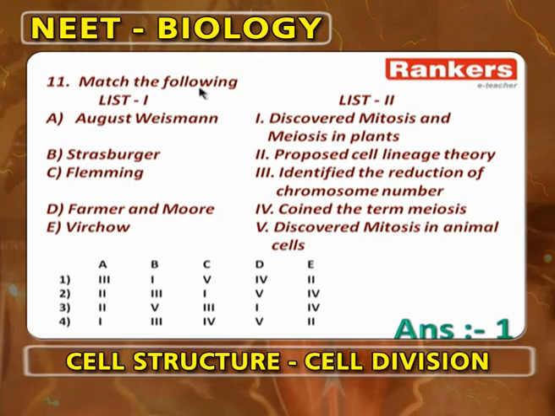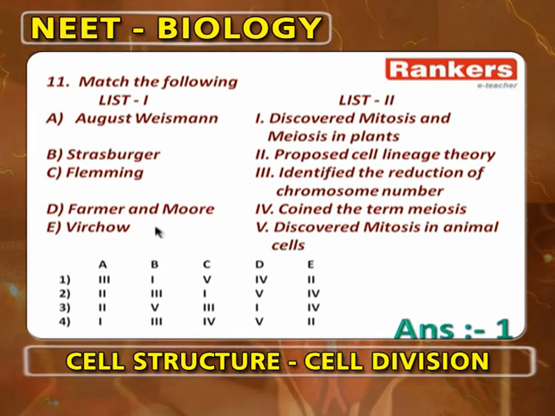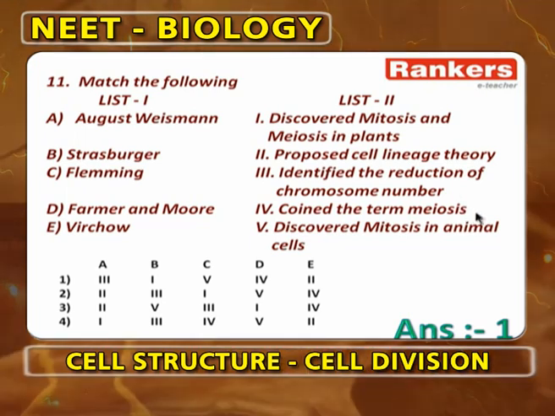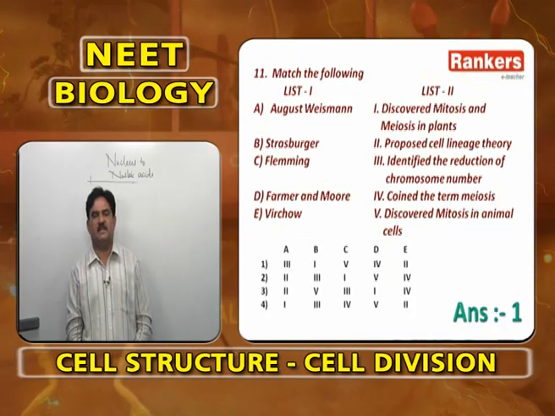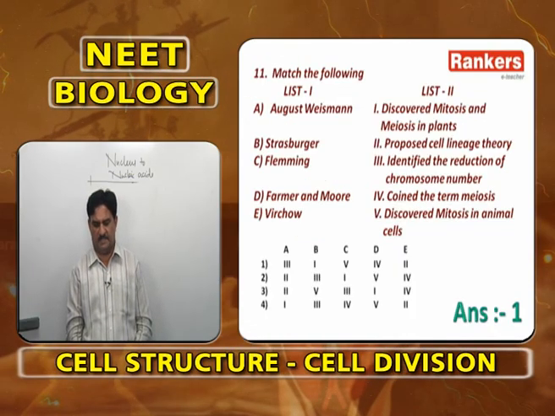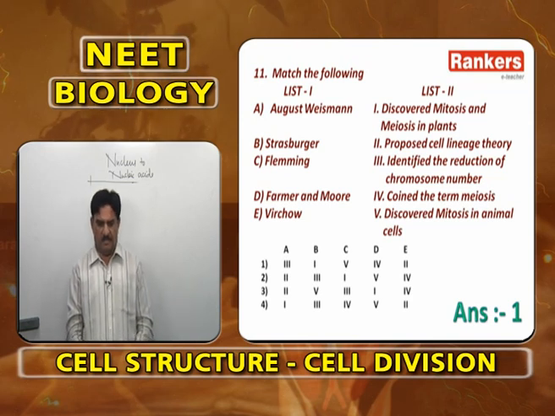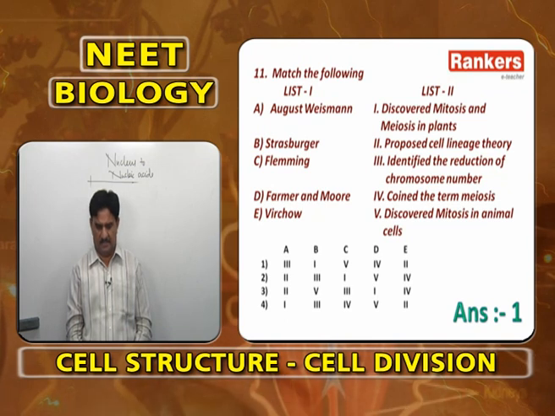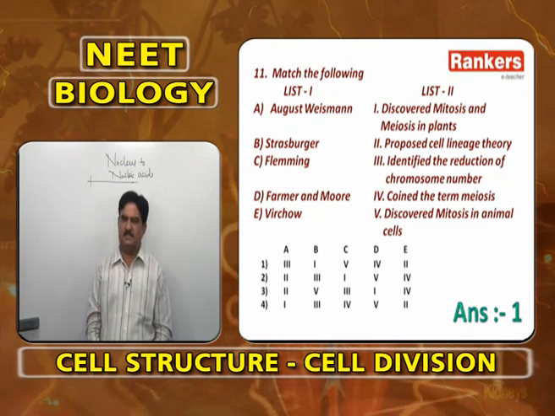This is another matching tabular form. List 1: August Weismann, Strasburger, Fleming, Farmer and Moore, Virchow. Discovered mitosis and meiosis in plants, proposed cell lineage theory, identified reduction of chromosomal number, coined the term meiosis, discovered mitosis in animal cells. Answer is 1. A3: August Weismann identified the reduction of chromosomal number in the nucleus for the first time. B1: Strasburger discovered mitosis and meiosis in plants. C5: Discovered mitosis in animal cells.